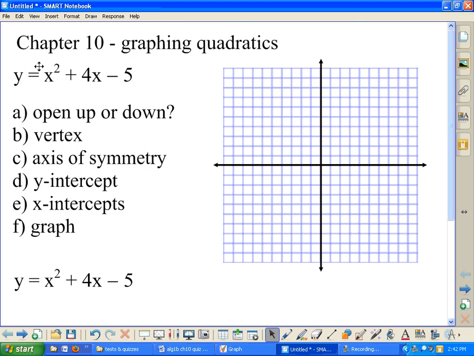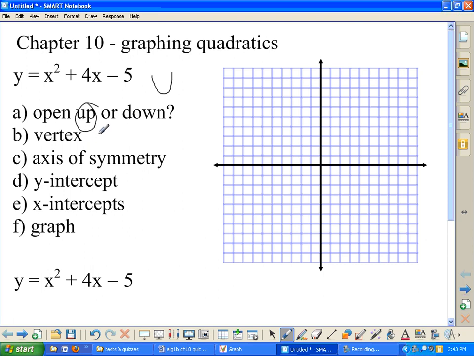The up or down, remember, is if the coefficient in front of the x squared is positive, which it is, then it opens up, which means that the parabola is going to have this kind of a shape. If the number in front of the x squared were negative, then it opens down.